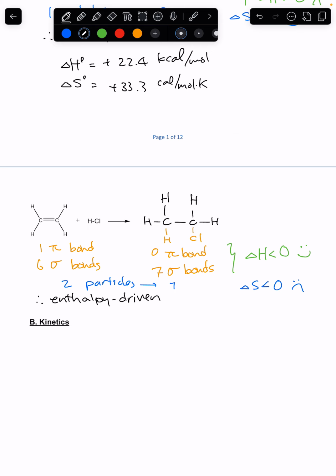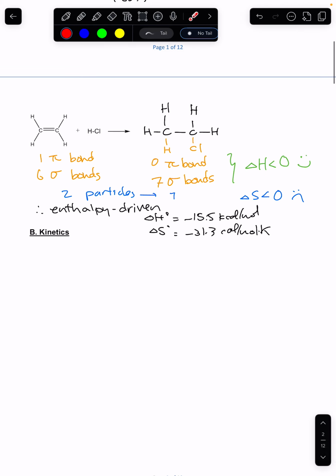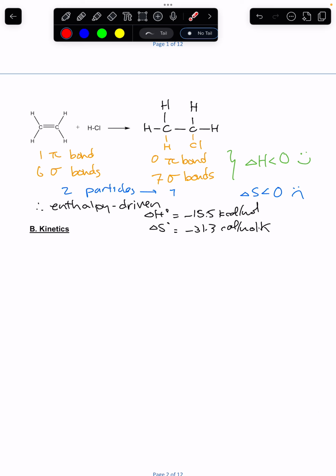And in fact, if you go measure the actual values, delta H for this is negative 15.5 kilocal per mole, whereas delta S is negative 31.3 calories per mole Kelvin. And of course, I'll never expect you to know the numbers, but we would expect you to be able to predict the signs of delta H and delta S for each given reaction.